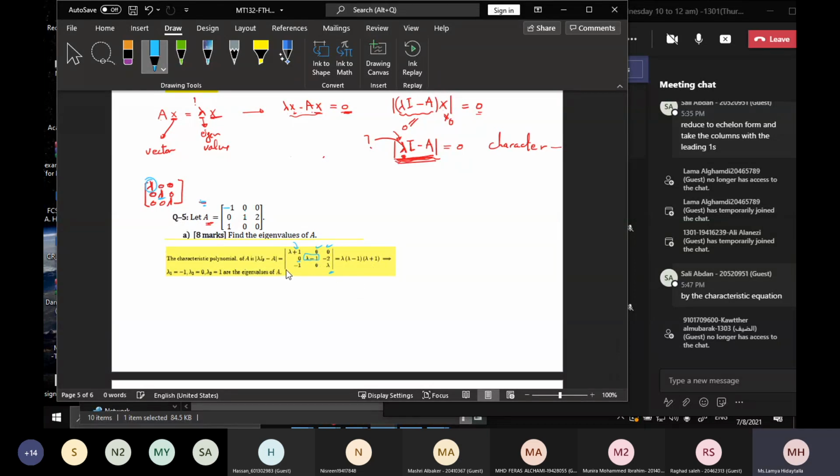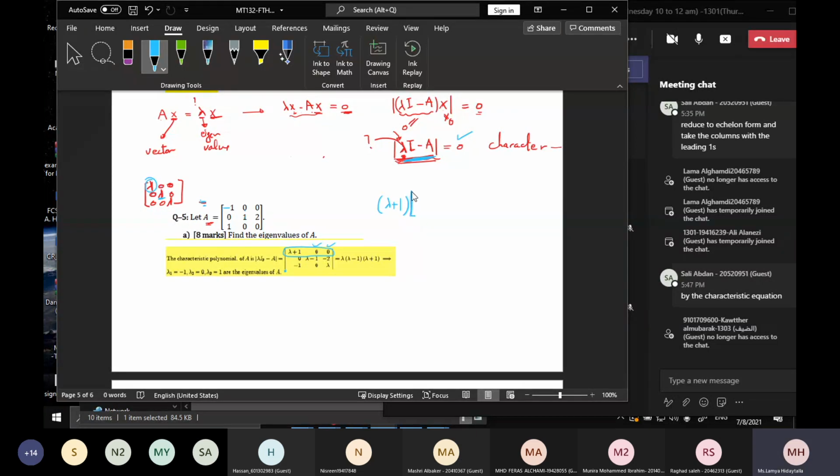Now I need to calculate the determinant of that, because this is the characteristic equation, and equate it with 0. How can we find the determinant of this matrix? We can expand using the first row, because this entry is 0 and this is 0, which will make the calculations easier. So what is the value? Lambda plus 1 multiplied by, you do like that, and then open the bracket.